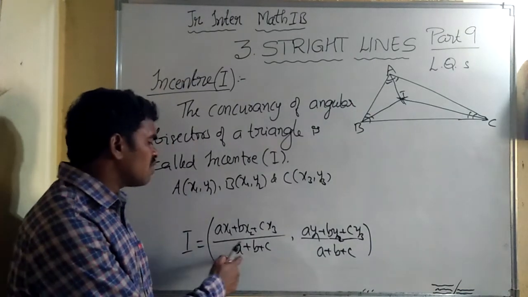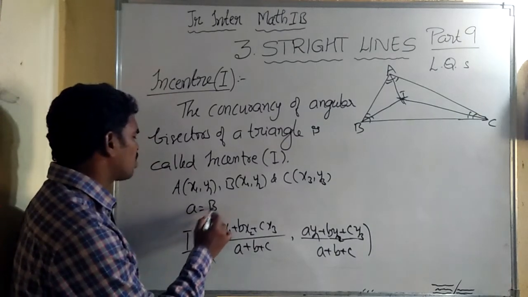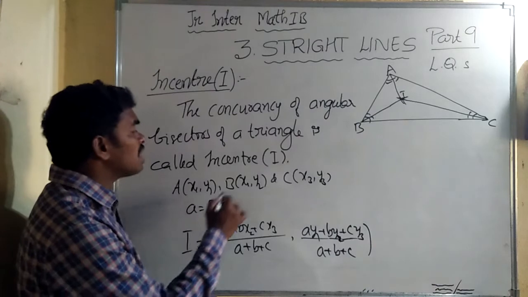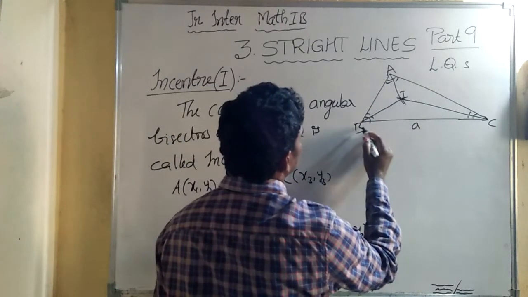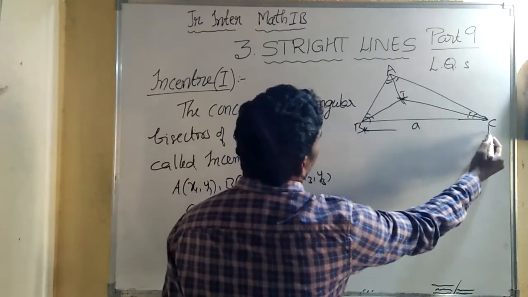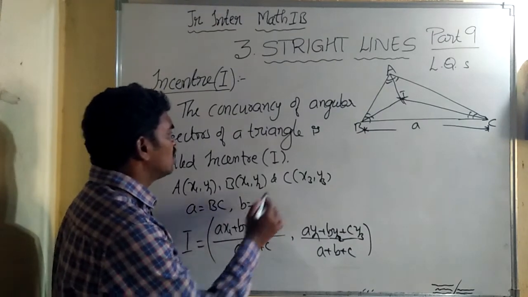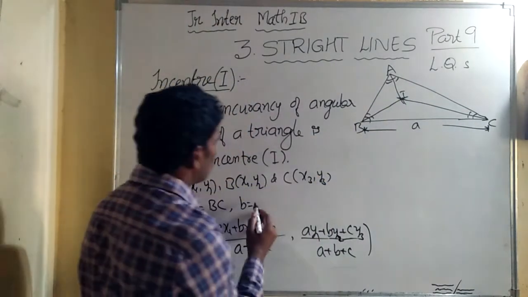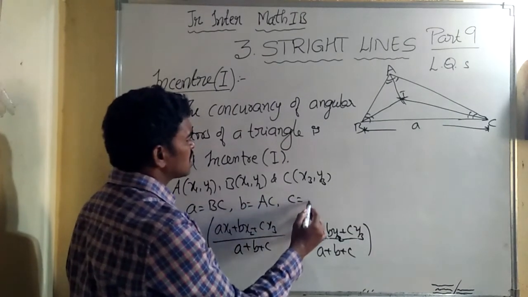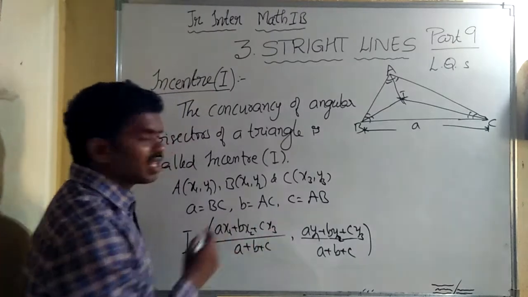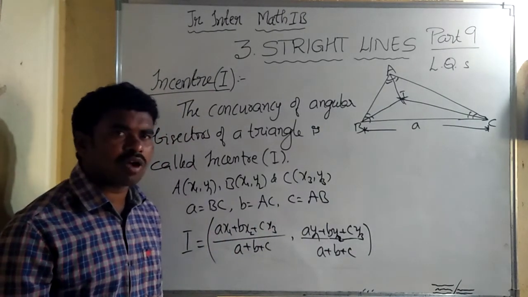So here, what is a, what is b, what is c? Small a means the distance from B to C, the distance of BC. So capital A's opposite is small a. Similarly, small b means AC or CA, we can write it either way. And small c means the remaining, A and B. In this way we can find a, b, c. Is it clear? So let us see the problems.